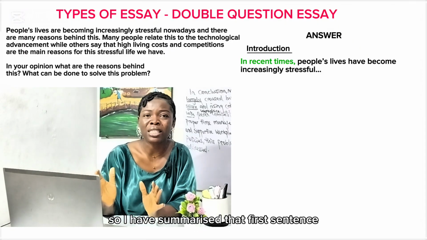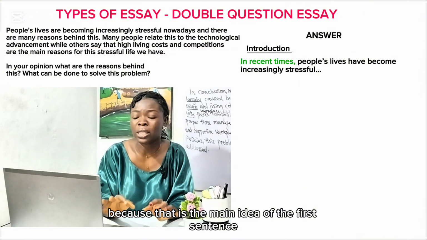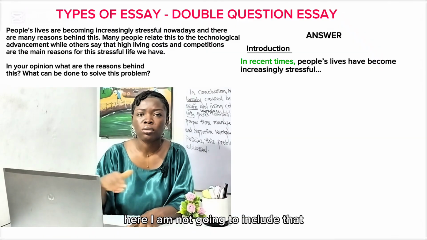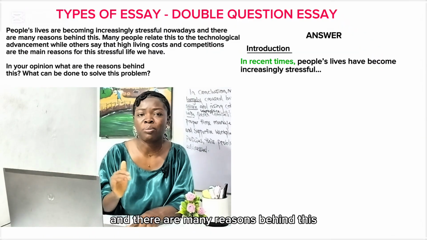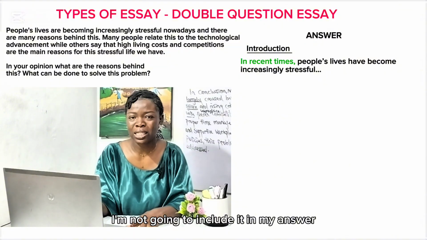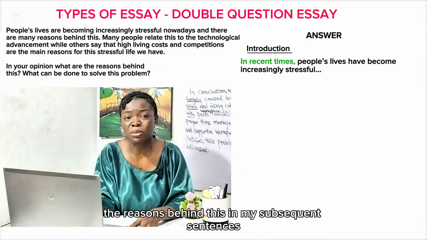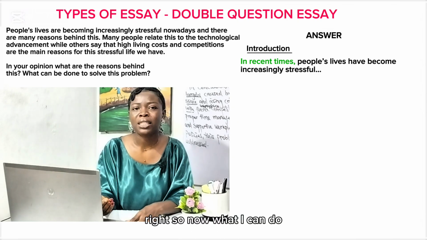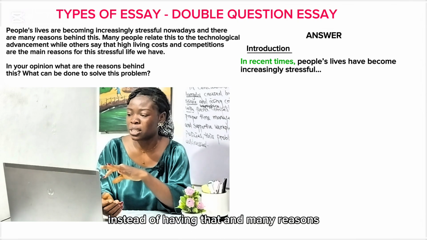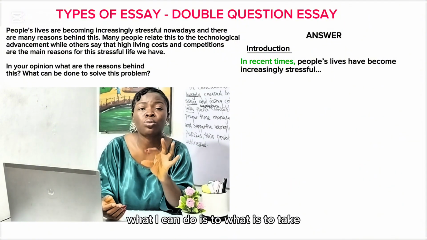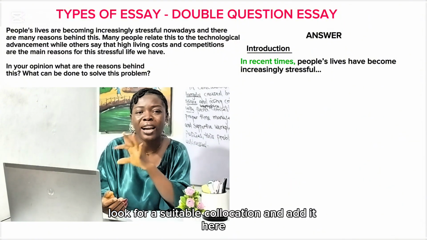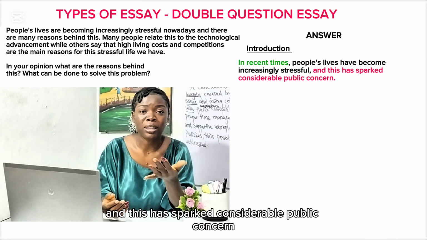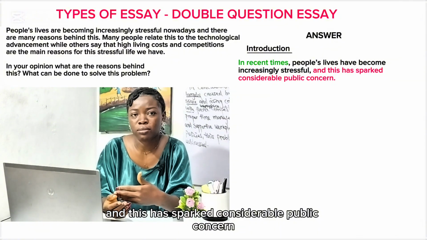So I have summarized that first sentence because that is the main idea of the first sentence, that people's lives are becoming stressful nowadays, and there are many reasons behind this. Here, I am not going to include that concluding part of the sentence, and there are many reasons behind this. I'm not going to include it in my answer because I'm still going to talk about the reasons behind this in my subsequent sentences, right? So now what I can do, instead of adding that, is to look for a suitable collocation and add it here. Okay, so I am going to say that, and this has sparked considerable public concern.